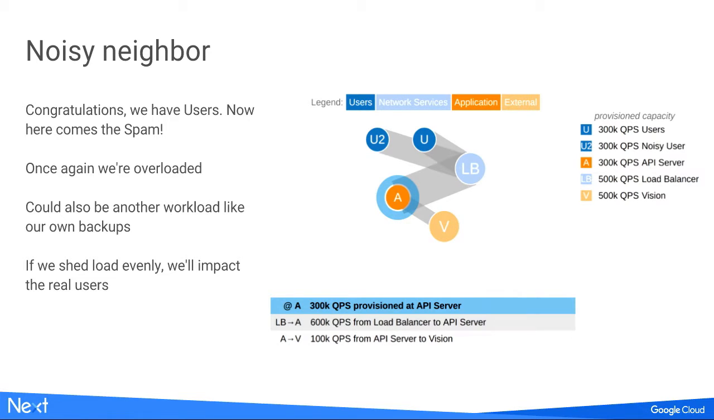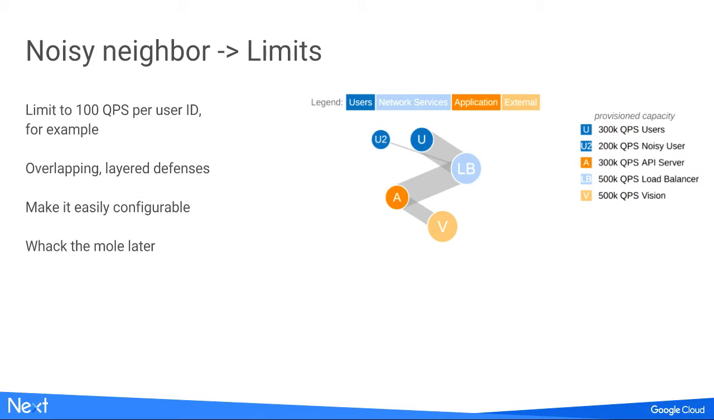So if we just shed load evenly, like I'm just going to decide to shed, then we're going to actually impact our real users a lot more than we need to, because we can actually be a little bit smarter about it, and we can decide which queries to throw away. So the way to think about dealing with noisy neighbors is you put in place limits.